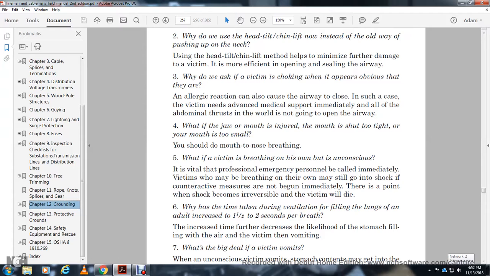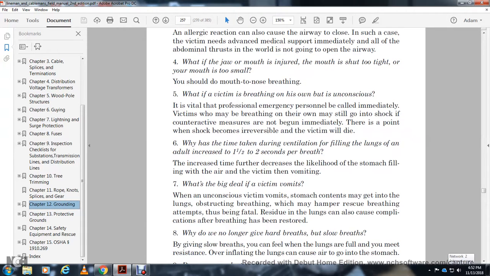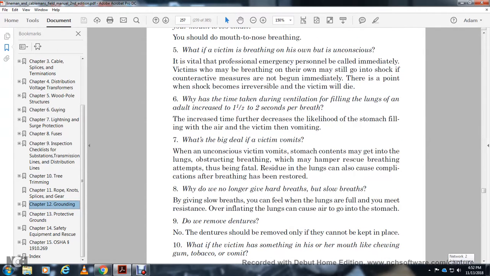Why has the time taken to fill the lungs of an adult increased to one and a half to two seconds per breath? It is increased to decrease the likelihood of the stomach filling, causing the victim to vomit. Vomit and stomach contents may get into the lungs and obstruct breathing, which may hinder rescue breathing and attempts, and can be fatal. Residue in the lungs can also cause complications after breathing is restored.